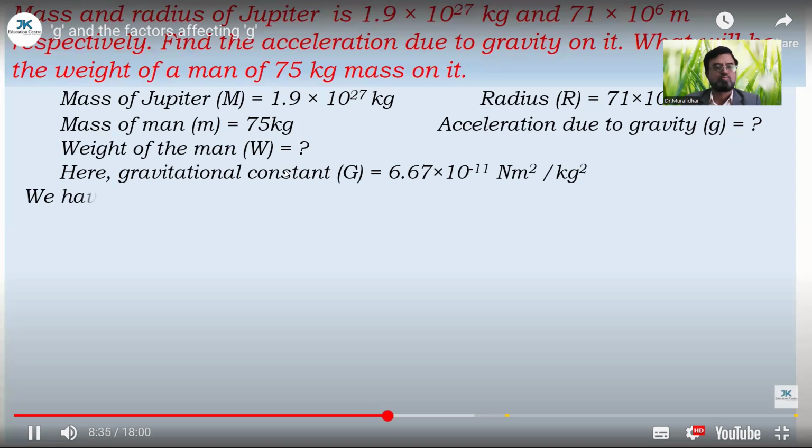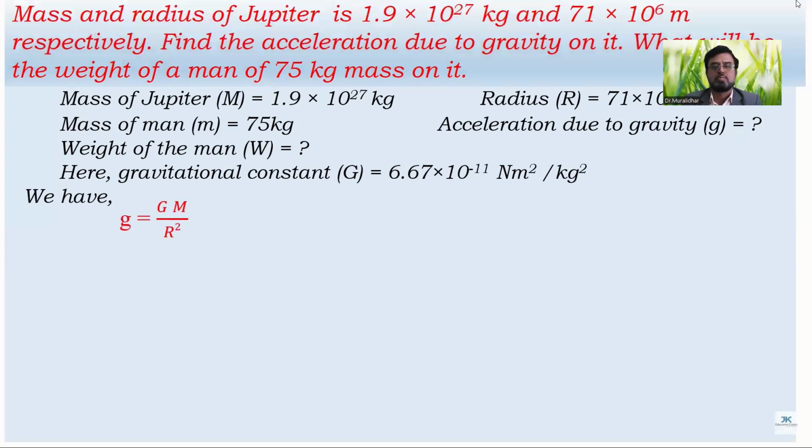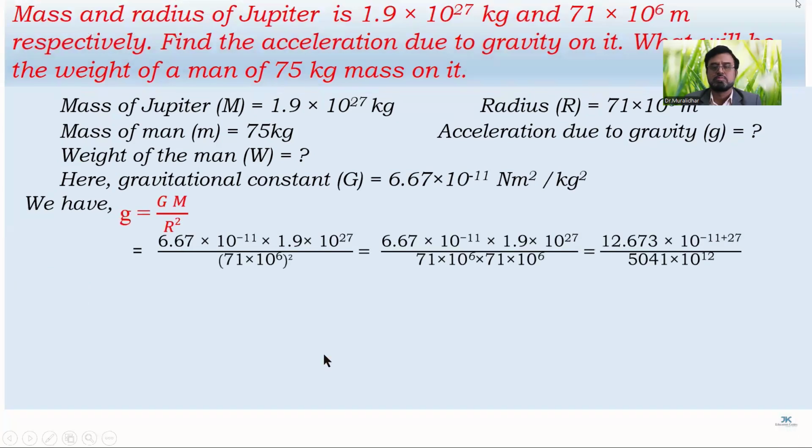Now I am using the equation which is mentioned just before this numerical problem. What is it? Small g is equal to capital G capital M by R square. Now we are taking the values. Capital G is 6.67 into 10 power minus 11. Capital M is 1.9 into 10 power 27. And in place of R we are writing the radius 71 into 10 to the power 6, and the radius is squared, that's why the square is here. In the second step, the numerator is the same, but in the denominator, 71 into 10 to the power 6 whole square means we can write 71 into 10 to the power 6 twice, and that's why I am writing the same.